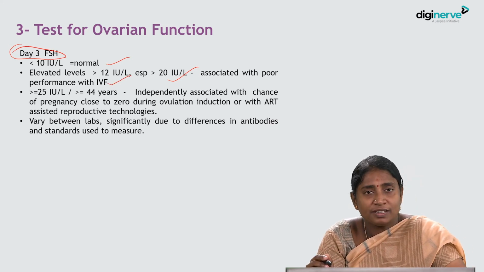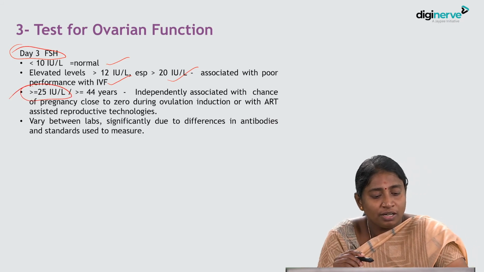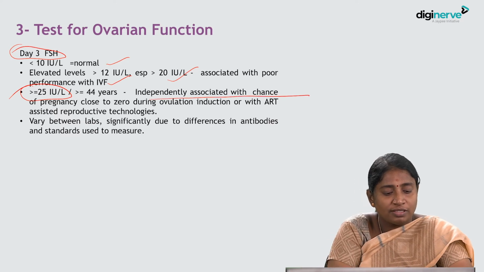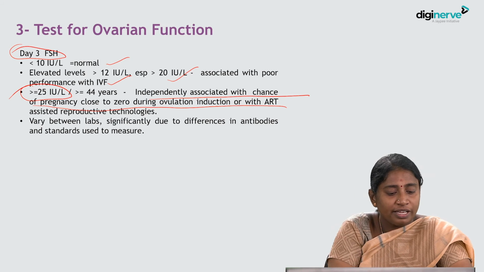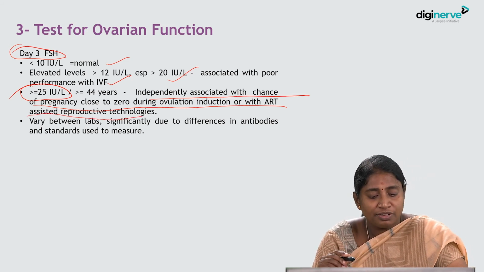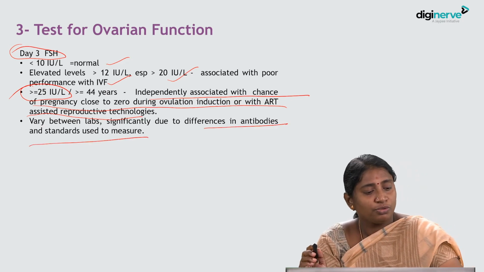When the levels are more than or equivalent to 25 international units per liter, and the age is more than 44 years, it is independently associated with a chance of pregnancy close to zero during ovulation induction or with ART techniques. It varies significantly with the lab due to differences in antibodies and standards used to measure them.